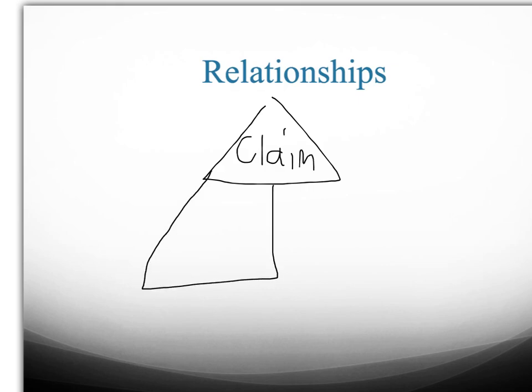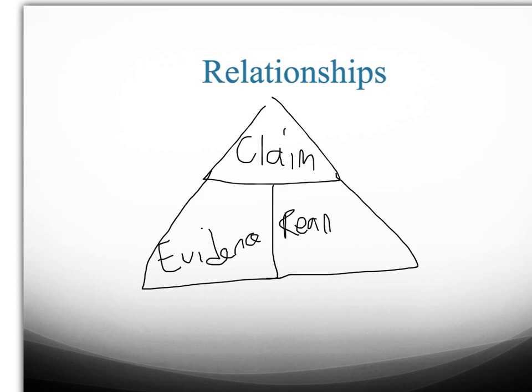So the relationship between claim evidence reasoning is pretty important. I like to think of it as a pyramid with claim at the top. And this claim is supported by my evidence and also my reasoning. So if you have one without the others, it's not as meaningful as when you have all three of them connected and really supporting one another. Gives you a much stronger argument.